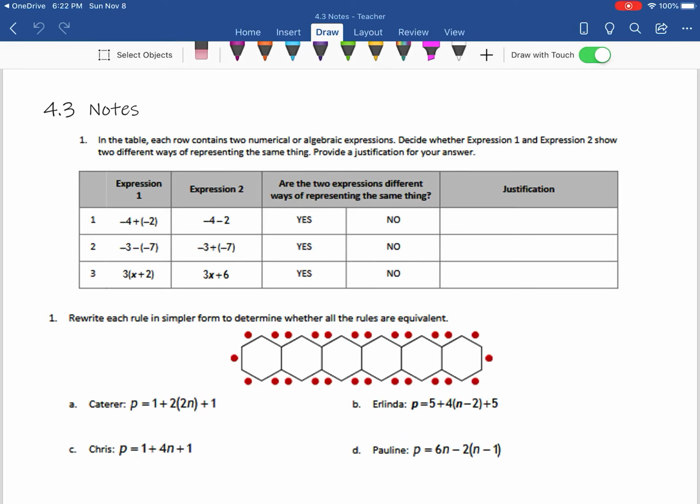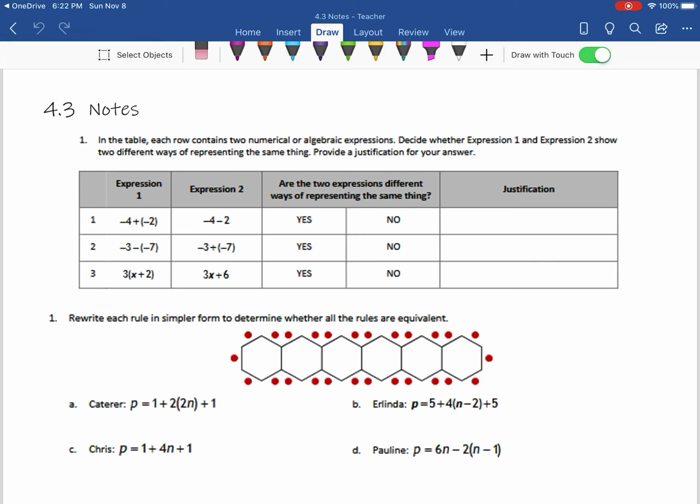Okay, so today's lesson is all about equivalent expressions. So we're going to be doing a lot of distribution, combining like terms, just to show whether or not something is equivalent to another expression, and then we're going to justify why it's equivalent or not equivalent. And we're just going to start really basic by going over your opener.